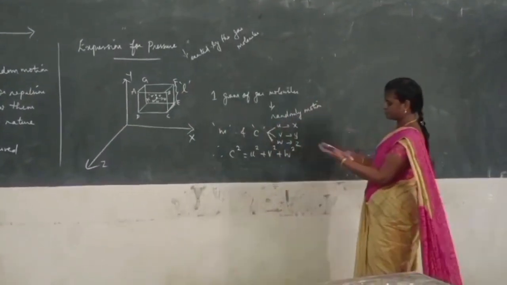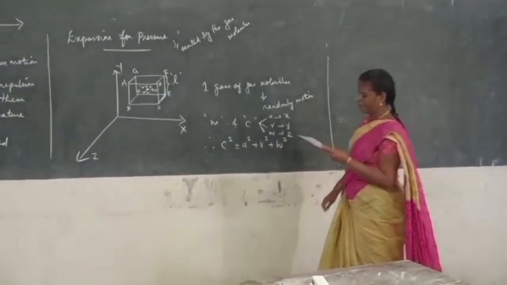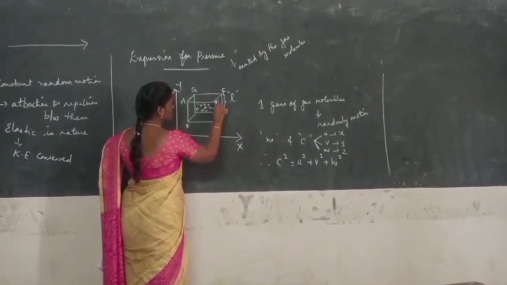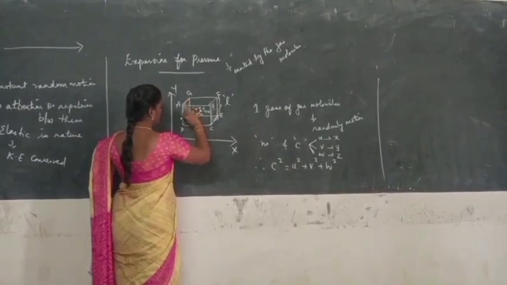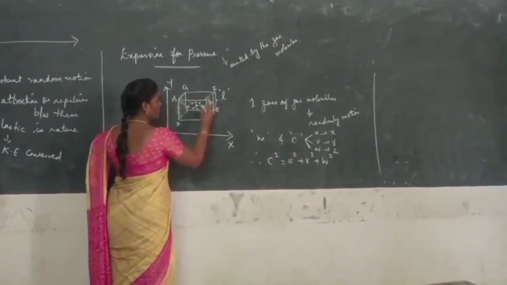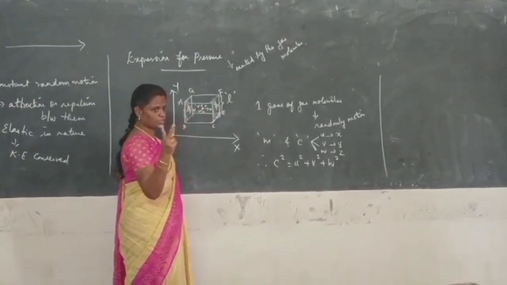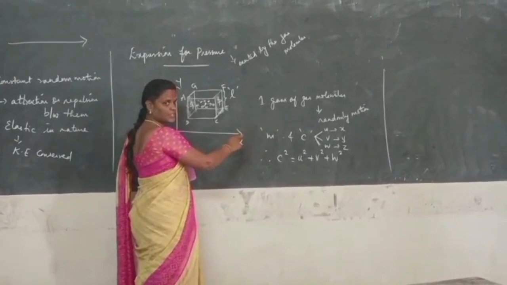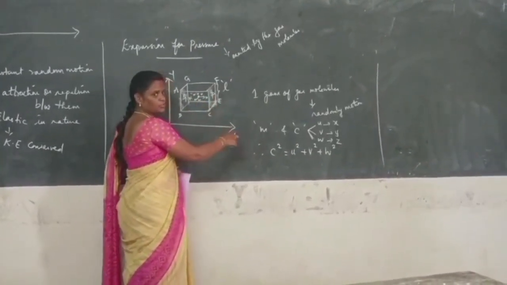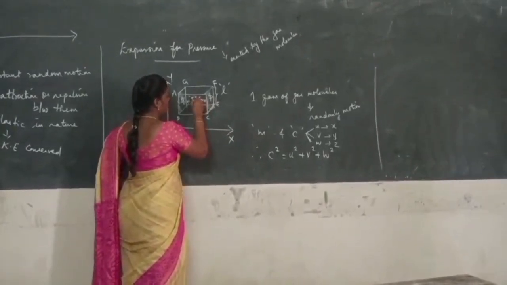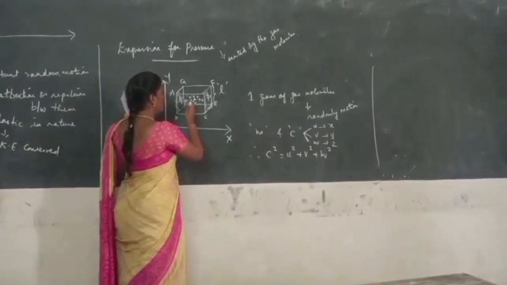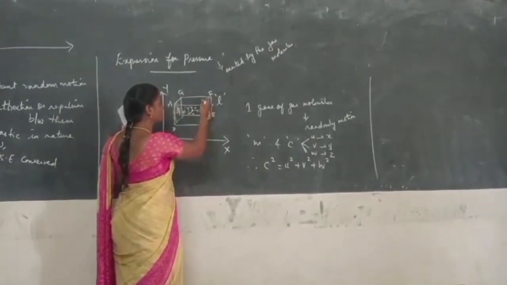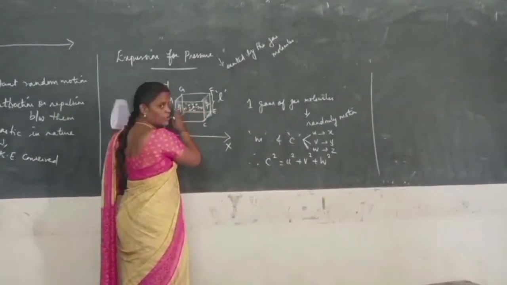Okay, then if we consider two such faces, BFCE and AGDH, let me say this is P and this is Q. These two faces are normal to the x-axis. This is not parallel, but normal to the x-axis. Let me say one molecule moves along the x-axis and is going to hit the surface P or the surface Q.